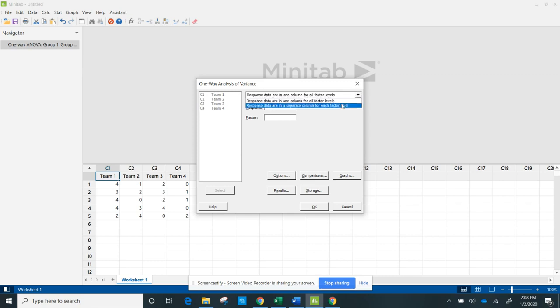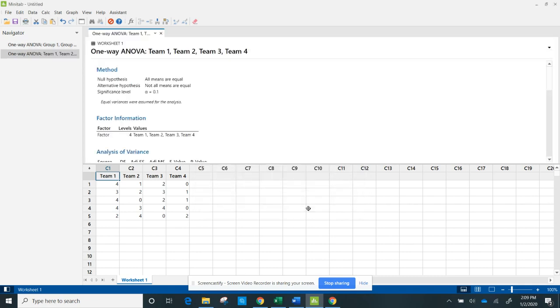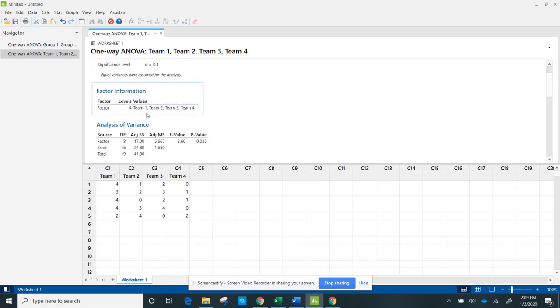So if I do it with this, response data are in separate columns for each factor. Now I can see there's team 1, team 2, team 3, team 4. My options, I've got to change this to 90 because I had a 10% level of significance. Again, I check assume equal variances and then it's 2-sided. I hit OK. So again, it gives me my hypotheses. It shows me that I chose all 4, and you want to make sure that you're including all the data you need to include. So this is a really good check to show, okay, I did have 4 levels or 4 categories for this.